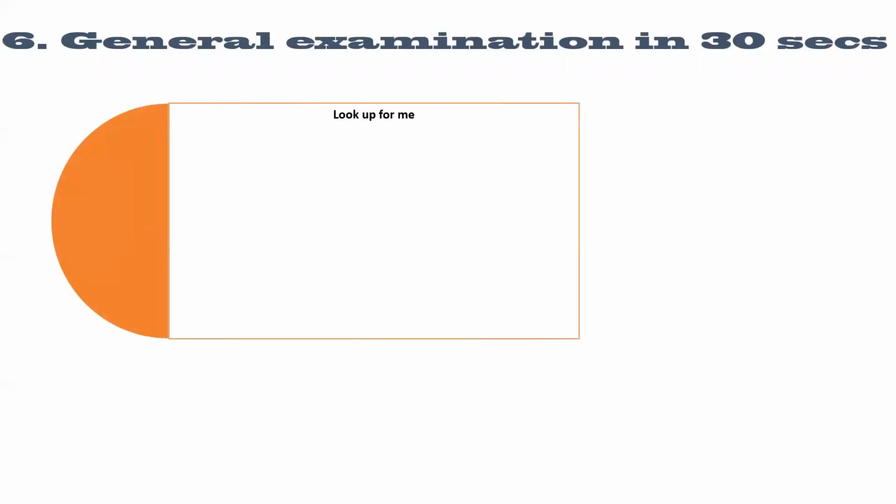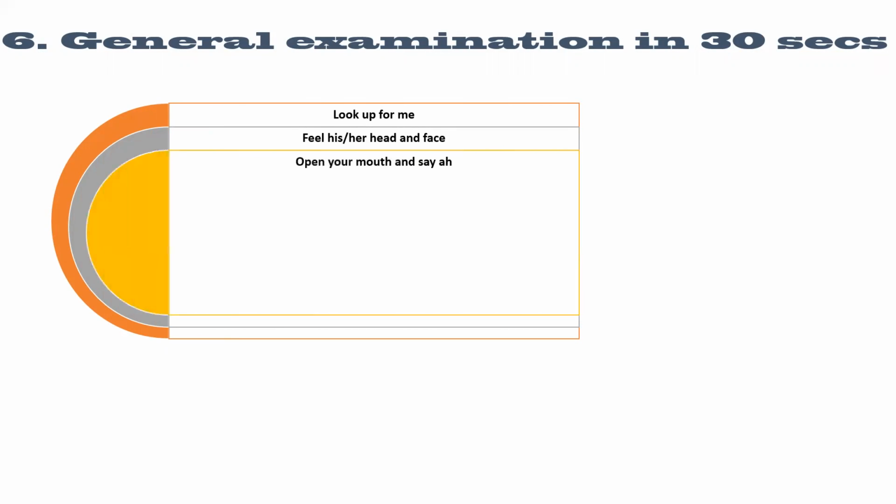So my sixth tip is to do a general examination in 30 seconds. Many people forget about it. So it's like you're a machine. You should do the general examination for everyone. The general examination can be just 30 seconds. You are acting here because there's usually no finding, because it's a simulated patient. So you can tell him, look up for me. You can feel his or her head and face.